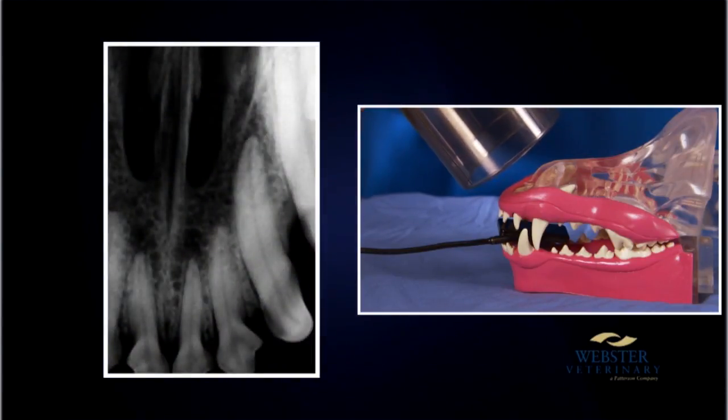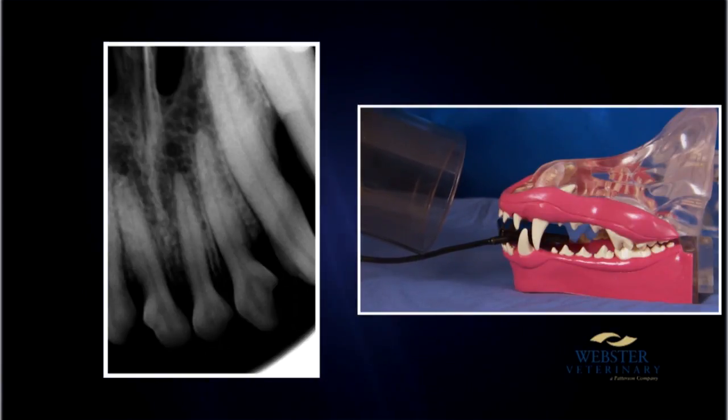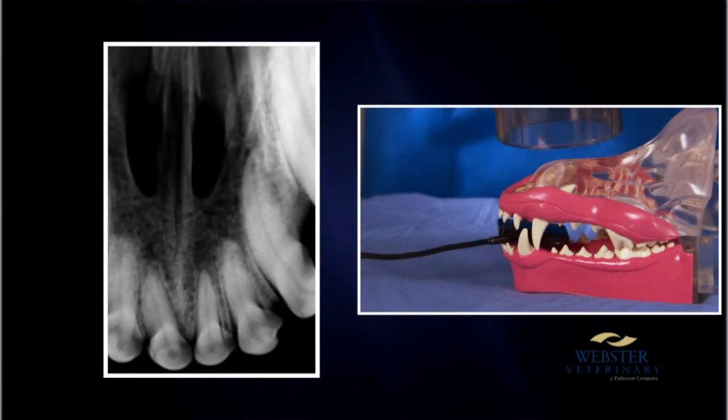If the cone was placed too horizontal, the resulting image will result in elongation of the roots or roots that are too long. Conversely, if the cone was placed in too vertical of a position, the resulting image will have foreshortened roots or too short of roots.